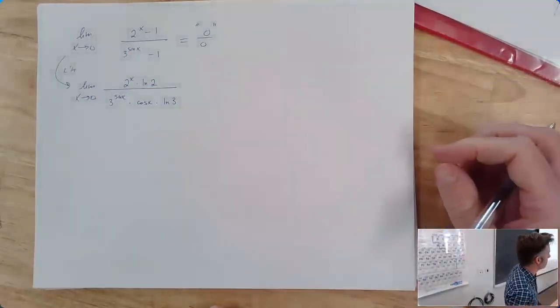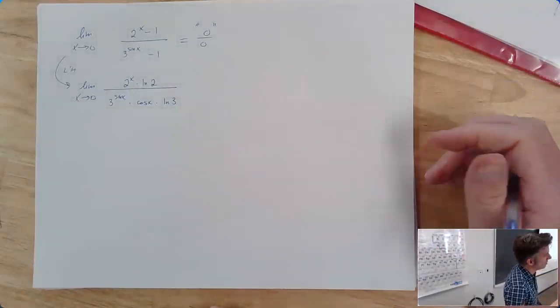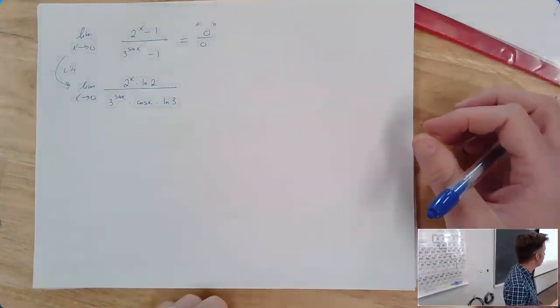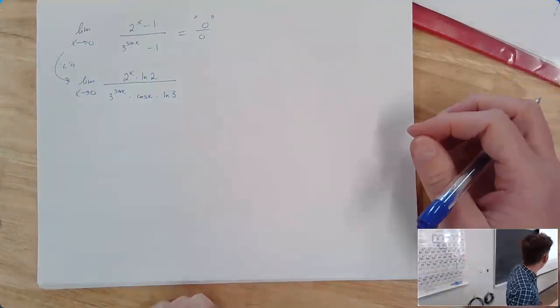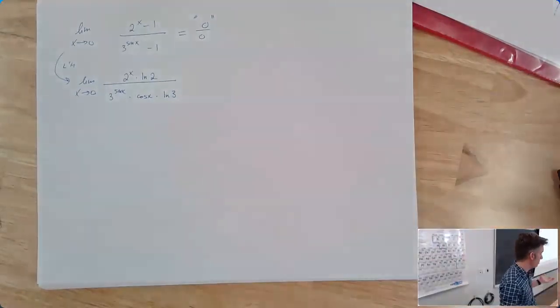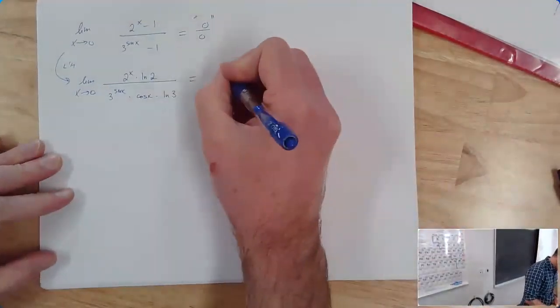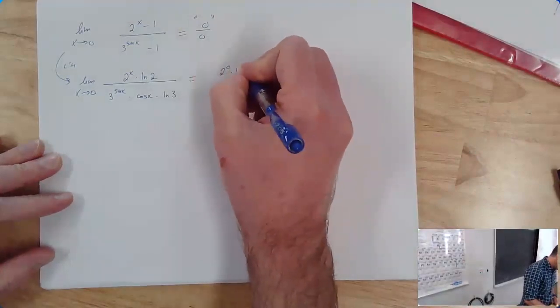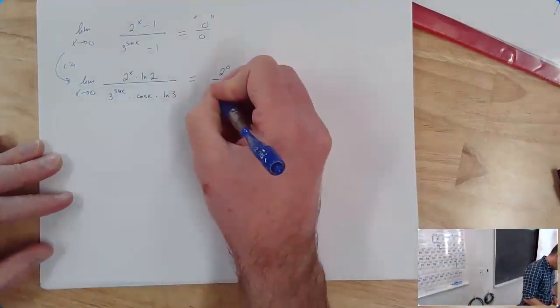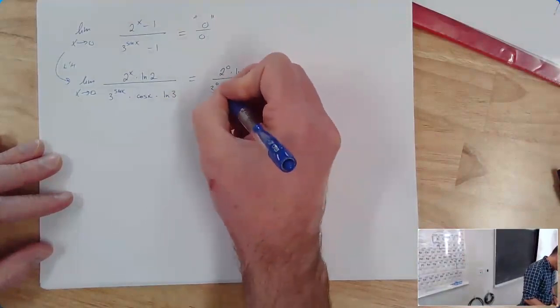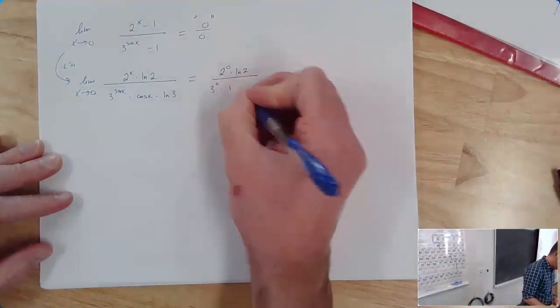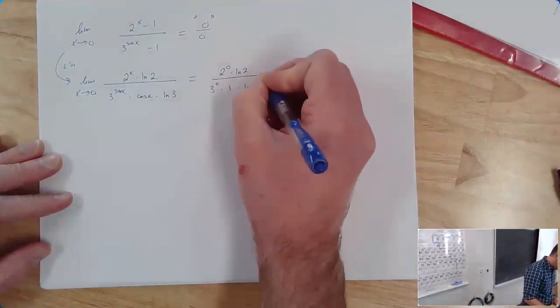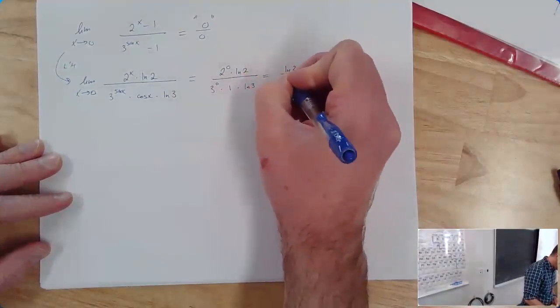That looks gross. But you know what it doesn't look like? An indeterminate form. If you plug in 0 here, you're just going to get a number. You're going to get 2 to the 0 times natural log of 2 over 3 to the sine of 0, which is 3 to the 0, times cosine of 0, which is 1, times natural log of 3, which ends up just being the natural log of 2 divided by the natural log of 3.